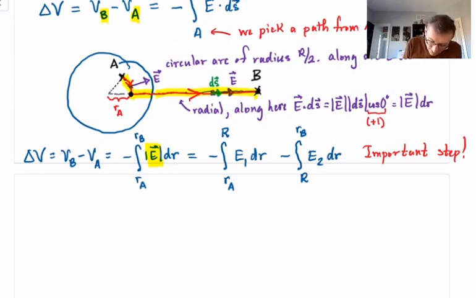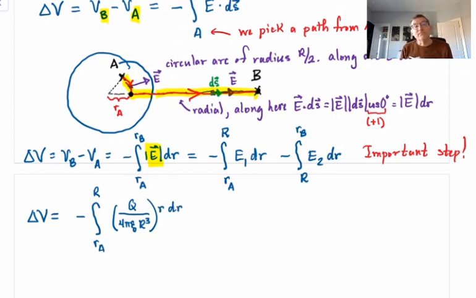All right, so delta V equals. Now I'm going to put in the actual E1 function and the E2 function in these integrals. So minus integral from R sub A to big R, E1, okay? Q over 4 pi epsilon 0 big R cubed times little r times dr. That's the first integral.